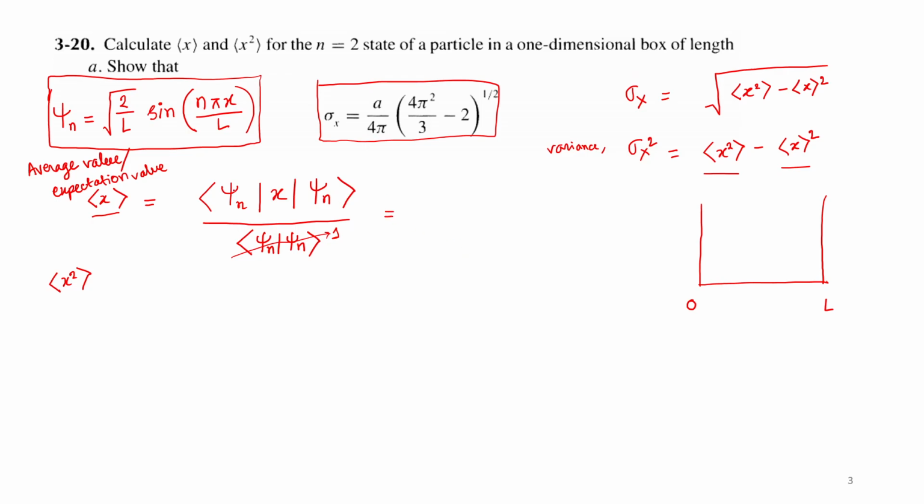So first we'll calculate for psi n for any n. We'll see if the value is dependent on n or not. Okay, so let's see what we will get. I can take 2 by L outside, right? Because there will be root 2 by L into root 2 by L, which is a real quantity, and that is 2 by L.